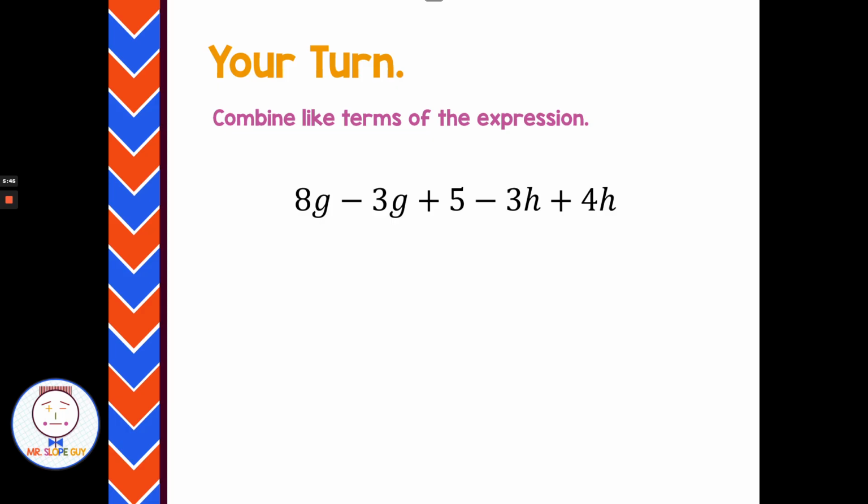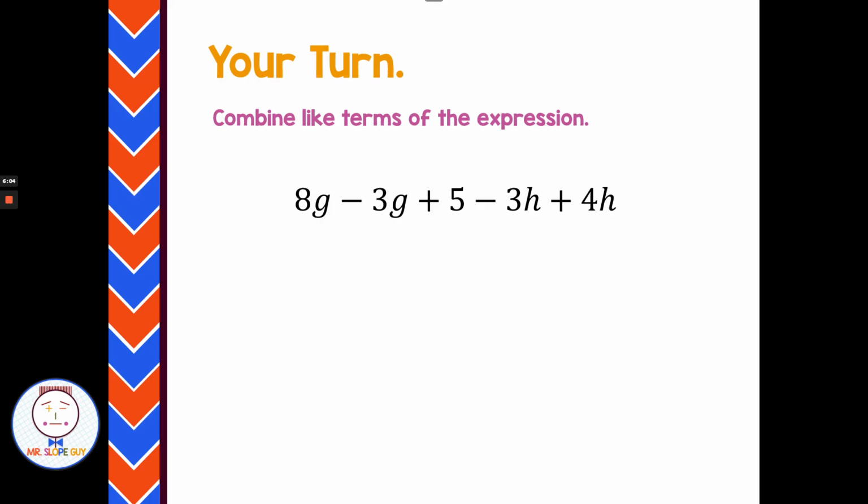All right, one last one, a little easy one here for you. Combine like terms of the expression. Pause the video here and see how you do. All right, welcome back, everybody. We have G's and we have H's, so alphabetically, I think I do the G's first. 8G minus 3G, or a positive 8G plus a negative 3G is 5G's.